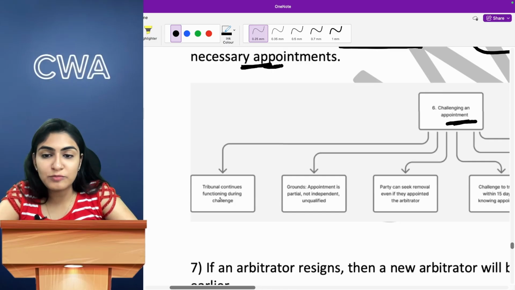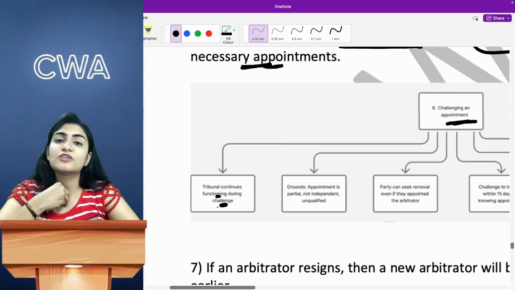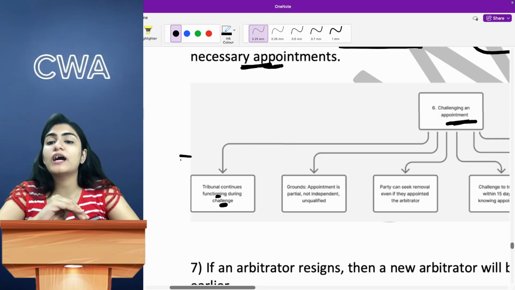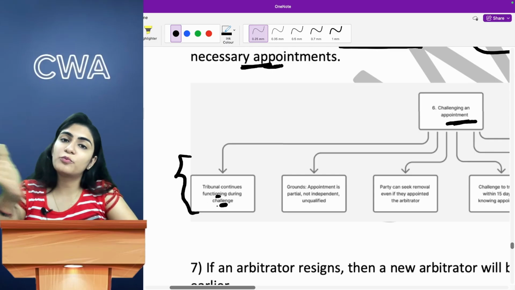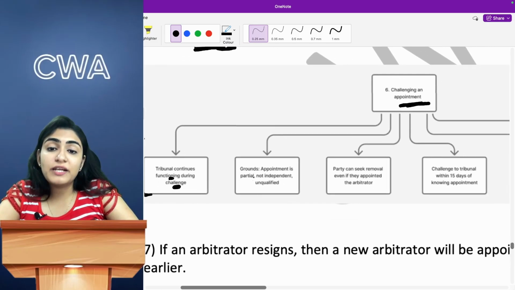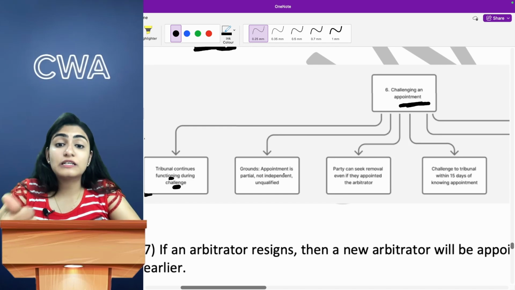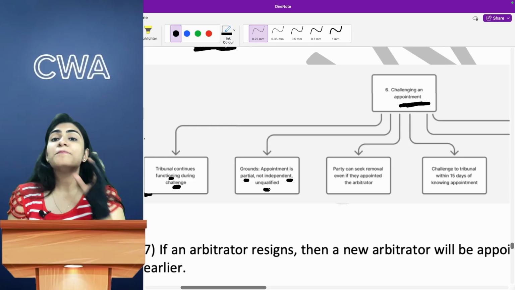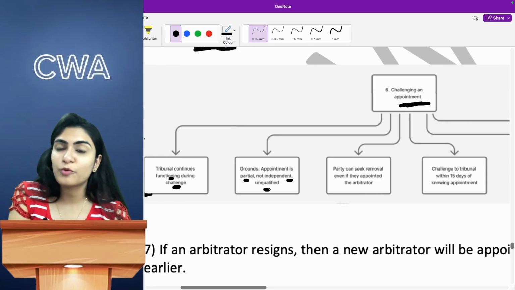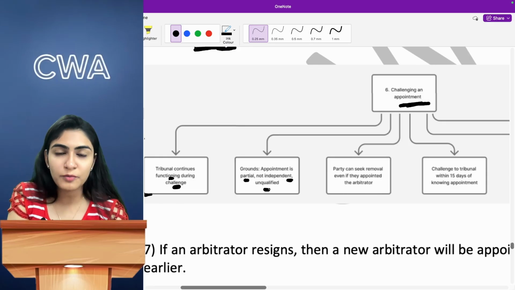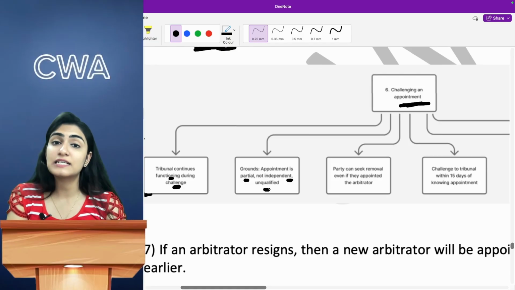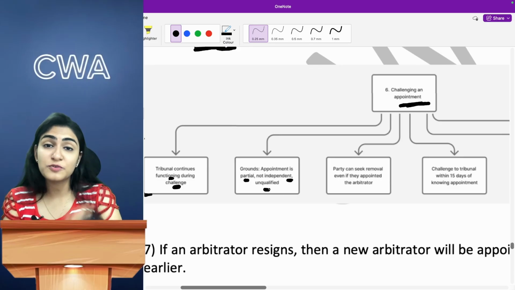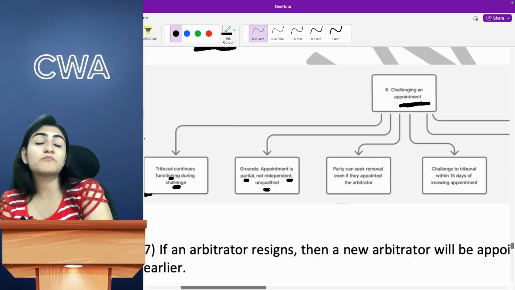In such case, firstly, the tribunal continues to function during the challenge. Let's say you've appealed, you've made a request that this is not okay. They will take time to respond. Until that time, however it is working will continue working. At any point of time you can challenge on the grounds that the appointment is partial, not independent or unqualified. Let's say Mr. X has appointed someone and Mr. Y has appointed someone, and these two arbitrators have appointed a third person, but Mr. X feels that this third person is not qualified enough to become an arbitrator. He can challenge it. Or Mr. Y feels that this third arbitrator will be favoring Mr. X more.